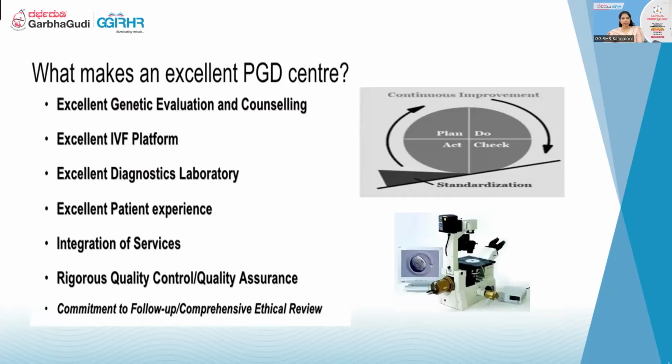So what makes an excellent PGT center? How do we set it up? First, we have to evaluate the couple generally: who is recommended for PGT and who is not, based on the history, the family history, and the infertility history. Everything should be seen first. And then excellent genetic evaluation and counseling. So how do we evaluate them, and how do we counsel them for the genetic analysis?